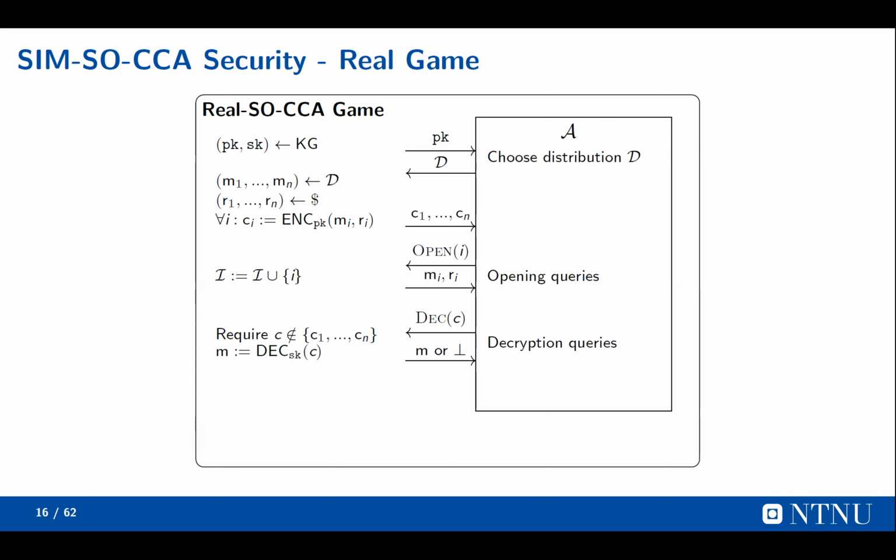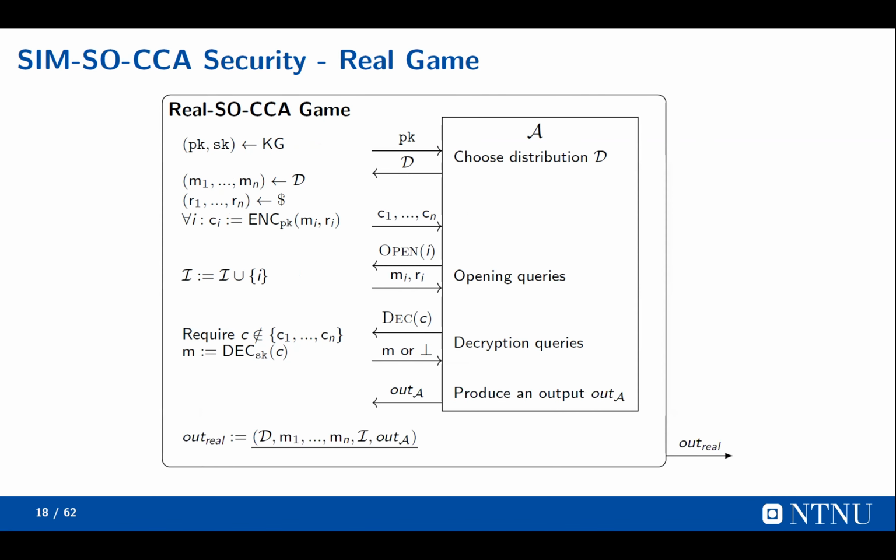After receiving the challenge ciphertexts, the adversary can choose some challenge ciphertexts to be opened. Namely, it just sends an index, and then the game needs to return the message and the randomness of the i-th challenge ciphertext. The game also records which ciphertexts have been opened by the adversary using the list I. Finally, the adversary needs to produce some output, out_A, and the real game will record the distribution output by A, sample the messages from the distribution, and output the opening indices and the final output of the adversary.